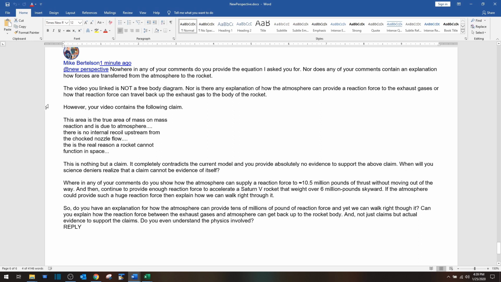And in that video, he provides this, which is basically the area is the true area of mass-on-mass reaction, and due to the atmosphere, there's no internal recoiling upstream from the choked nozzle flow. He's obviously talking about the rocket nozzle. So he's saying that there's no way to get force from the exhaust gases up to the rocket body itself, and that this is the real reason your rockets can't function in space. I said, this is nothing but a claim and completely contradicts the current model, and you provide absolutely no evidence to support the above claim.